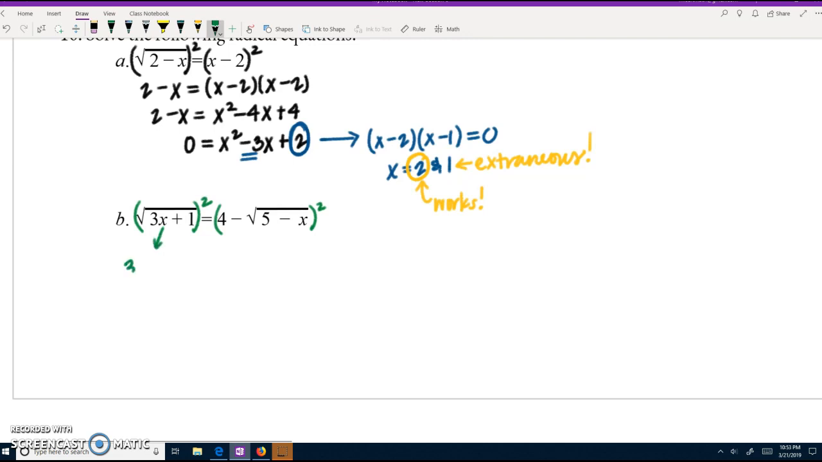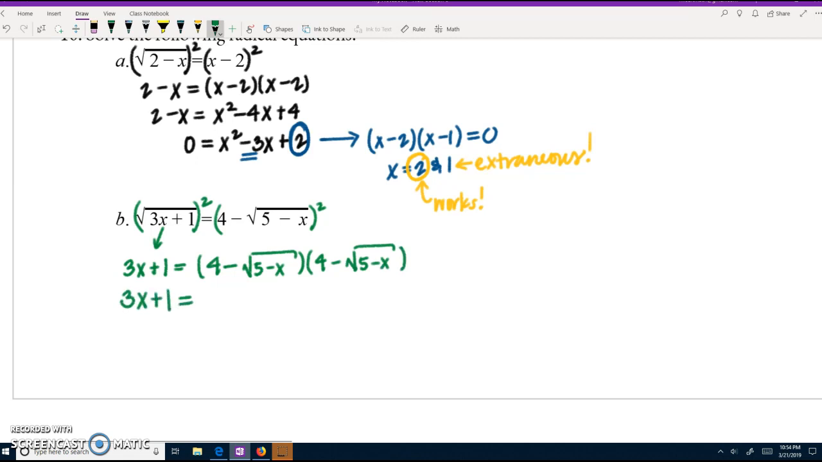That's going to get rid of that square root, so we'll have 3x plus 1. But on the right-hand side, we are going to have to FOIL with a square root that has a binomial expression. So we're going to have a binomial inside of a binomial. So let's FOIL this one.